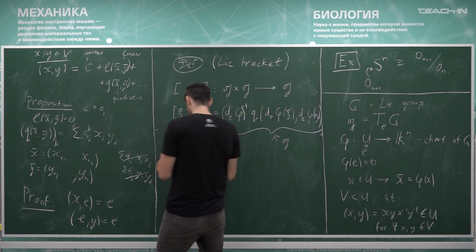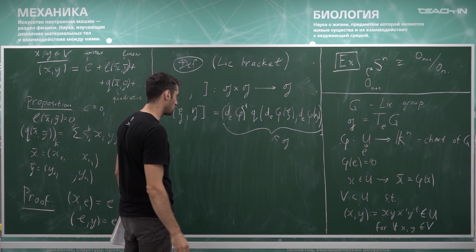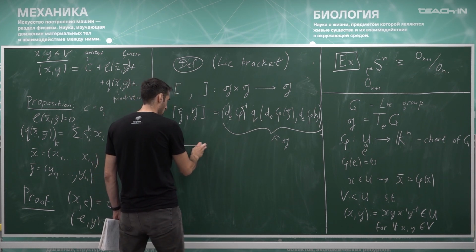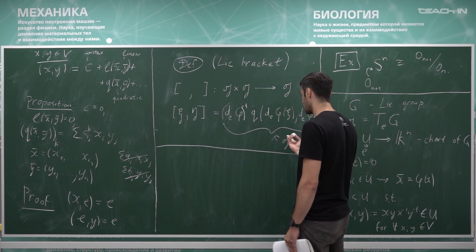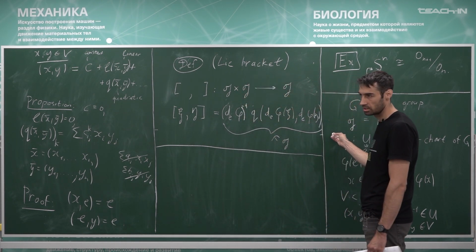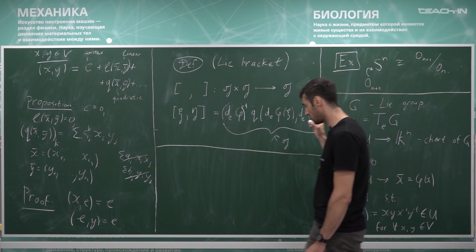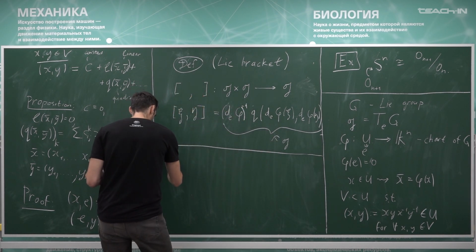Okay. So what we would like to see is that this bracket that we have, as it is, looks like it depends on the choice of the chart, but we would like to see that it actually does not depend on this choice. So, proposition.